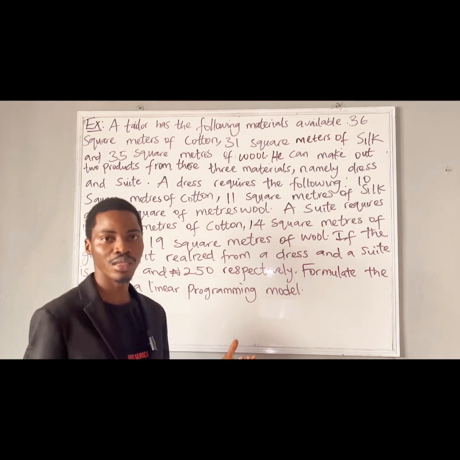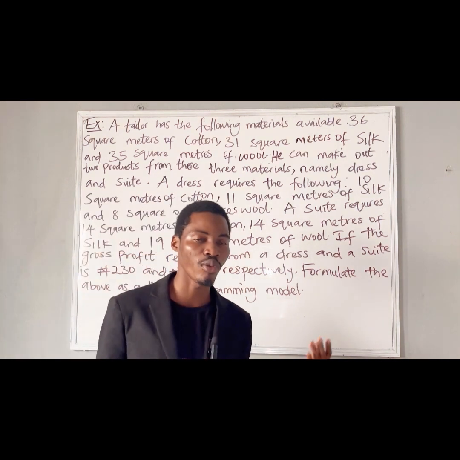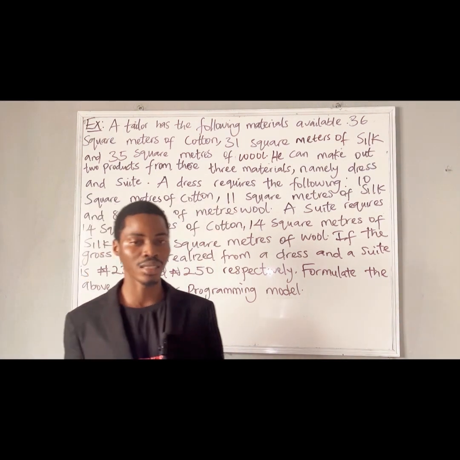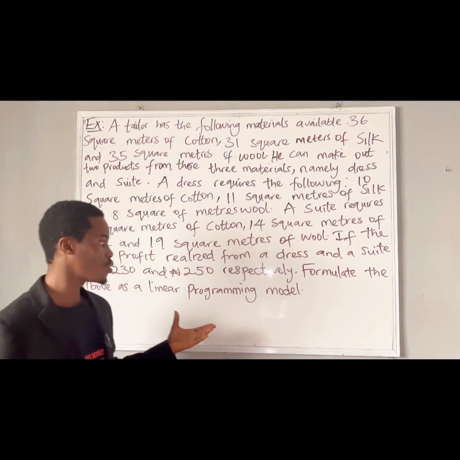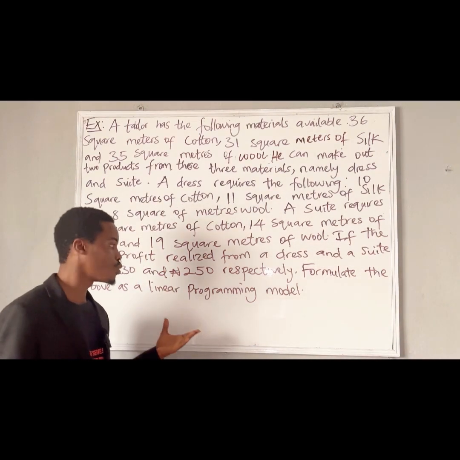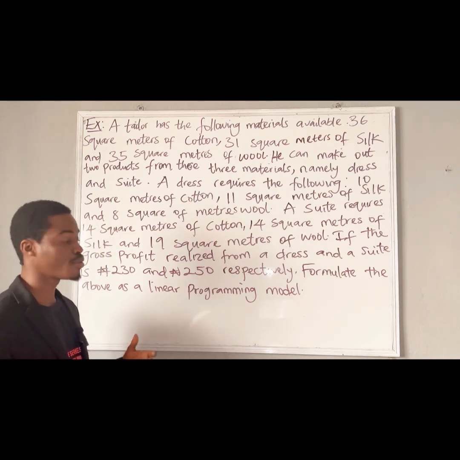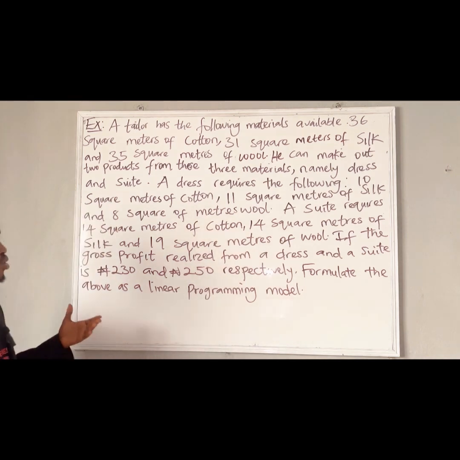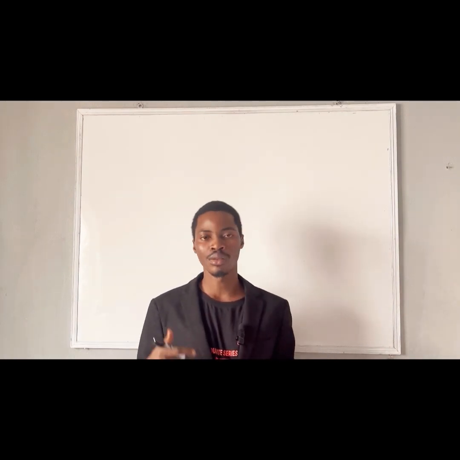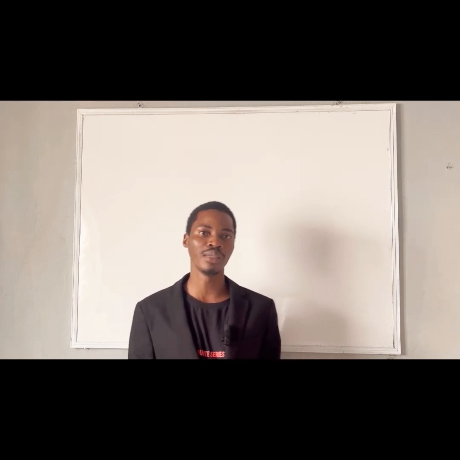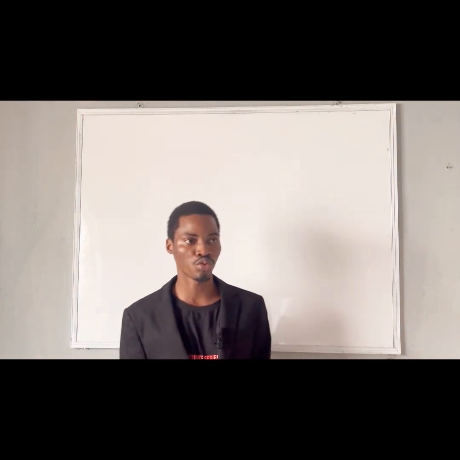So we have to formulate this question as a linear programming problem. We want to translate it to a mathematical description. In this case, the board cannot contain the solution of this, so I have to rub it off. So I have the question here. You can make a screenshot of this question. We want to formulate the linear programming problem. Remember that a tailor has three materials, which are cotton, wool, and zinc. He made two products, which are dress and suit.